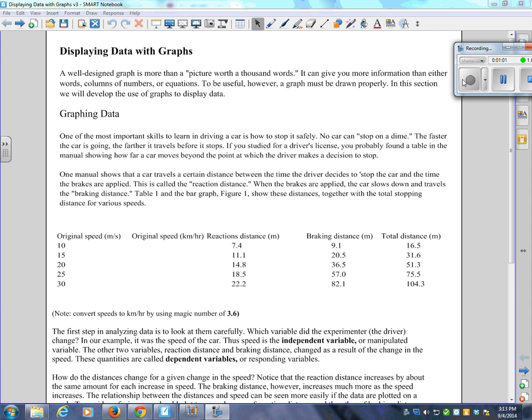Do they teach you about that in driver's ed? No. Stopping distance? Yeah. I would hope so. They tell you about like how many car lengths to leave and stuff like that, right? Okay.